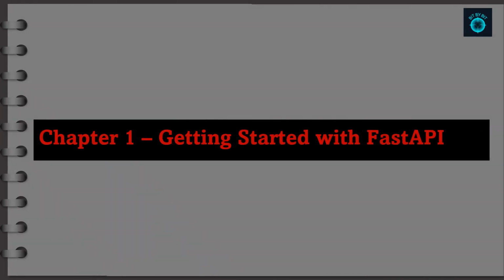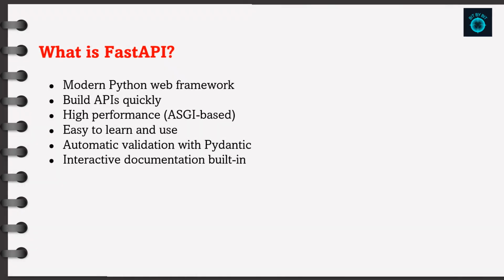Chapter 1, Getting Started with FastAPI. What is FastAPI? FastAPI is a modern web framework for Python. It is designed for building application programming interfaces, or APIs, quickly and efficiently. Unlike older frameworks such as Flask or Django, FastAPI is built on ASGI, which stands for Asynchronous Server Gateway Interface. This makes it very fast and capable of handling many requests at the same time.